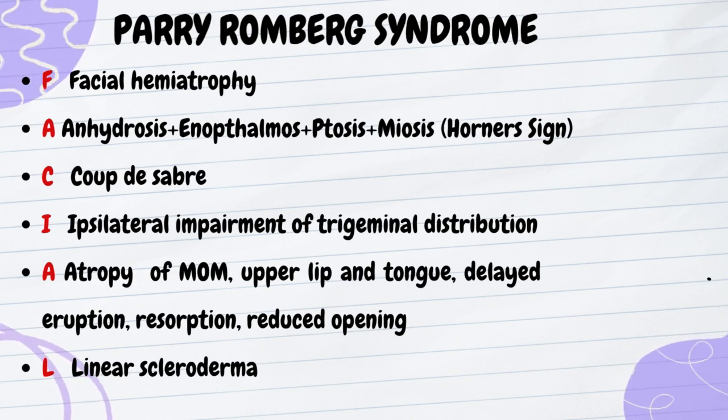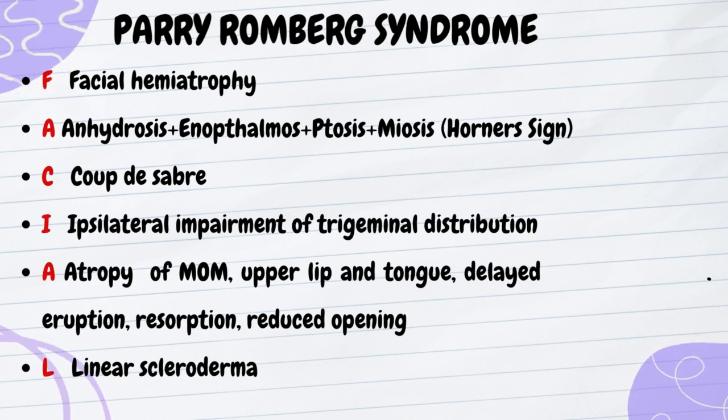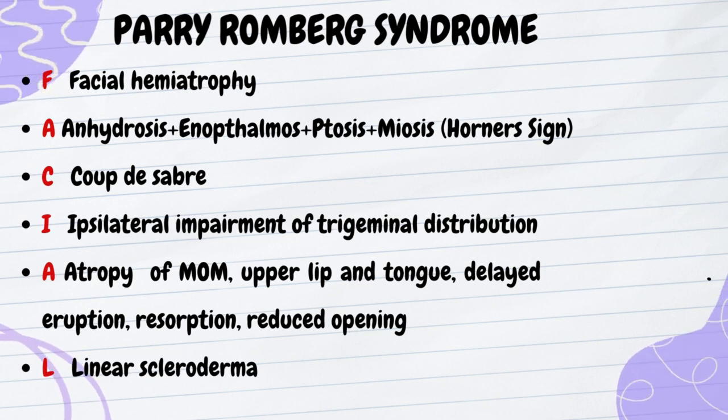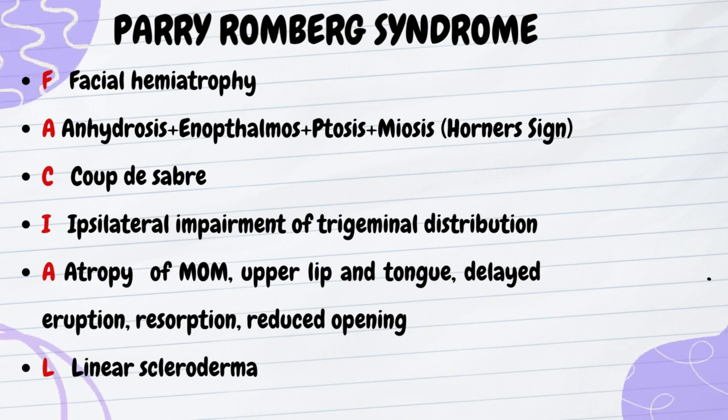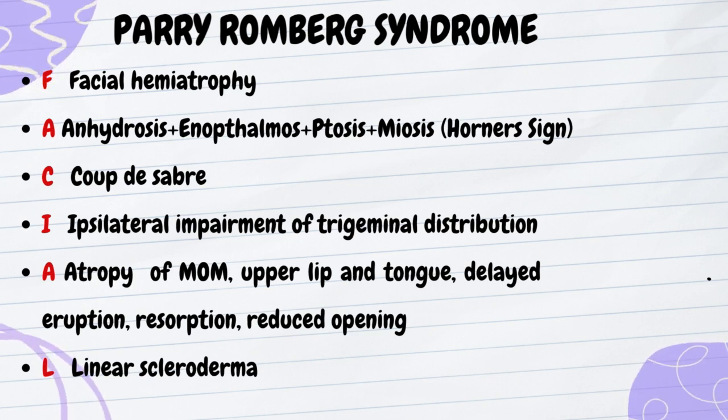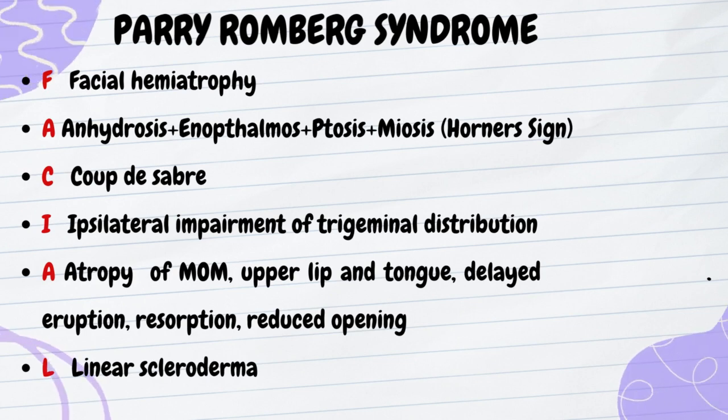A is for mainly the left half of the face, and A is for anhidrosis, enophthalmos, ptosis, miosis. These four points are of Horner syndrome. So in the next upcoming videos I'll be giving a mnemonic for Horner sign itself, so stay tuned, guys. And C is for coup de sabre. Coup de sabre is the indentation on the forehead of the patient. I'll show you what is coup de sabre in the next slide.